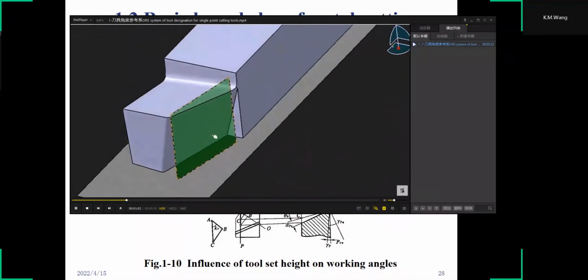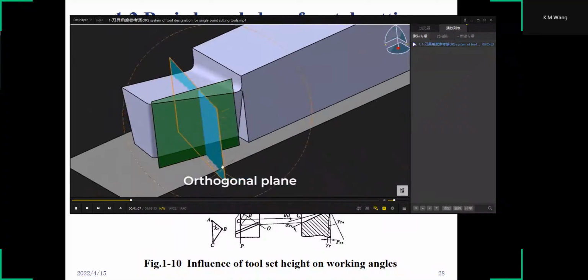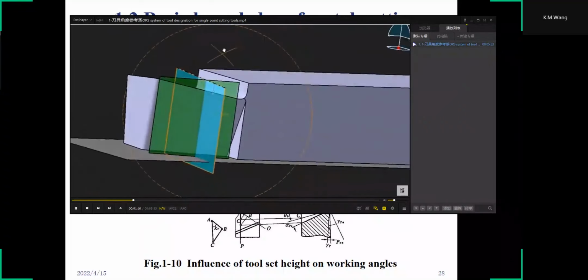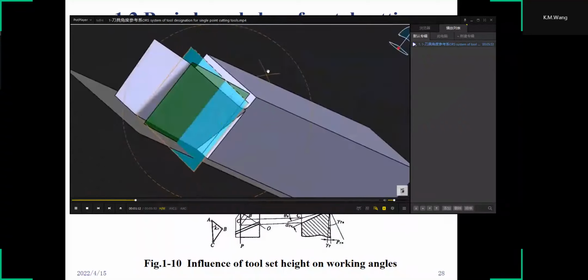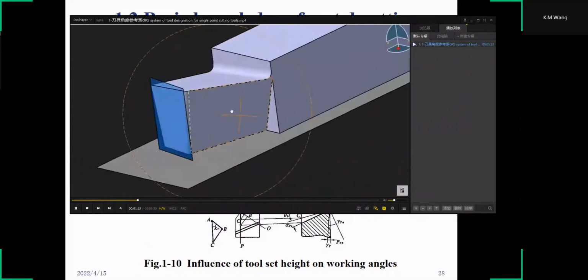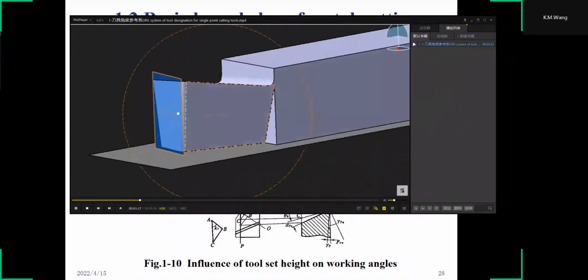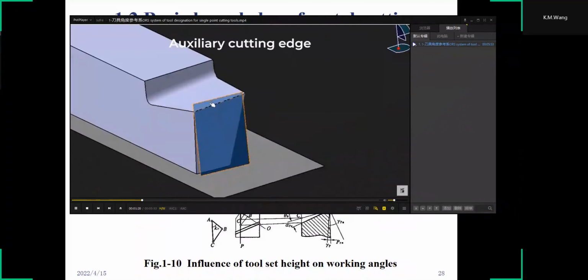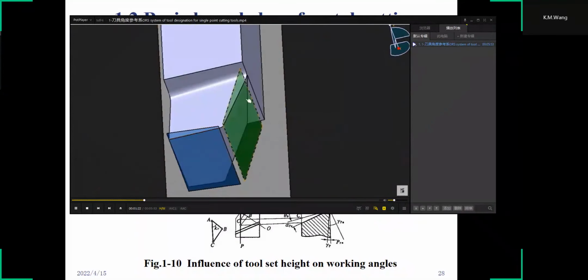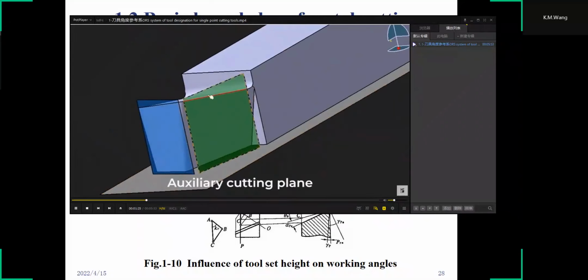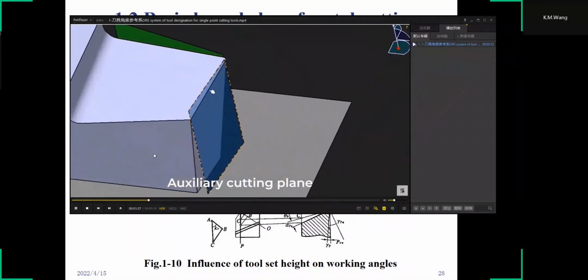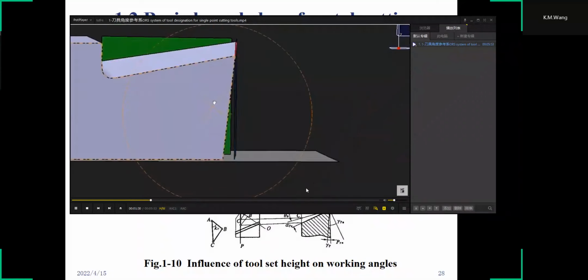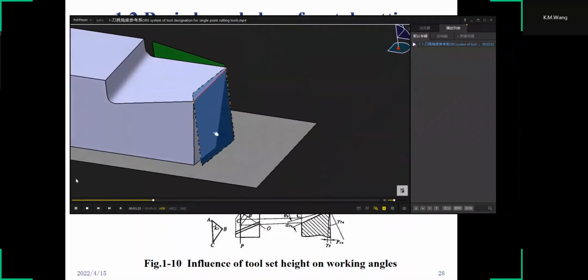And there is a plane which is perpendicular to this cutting plane, which is this. This is called the orthogonal plane. This orthogonal plane is perpendicular to the cutting plane, and it is also perpendicular to the reference plane. Look at this plane. As I said before, this is the auxiliary cutting edge. Just like this cutting plane has this cutting edge, this auxiliary cutting plane has this auxiliary cutting edge passing through it. Also, this auxiliary cutting plane is perpendicular to this. You can see this is a very important third plane.